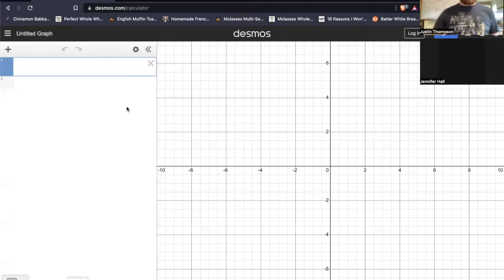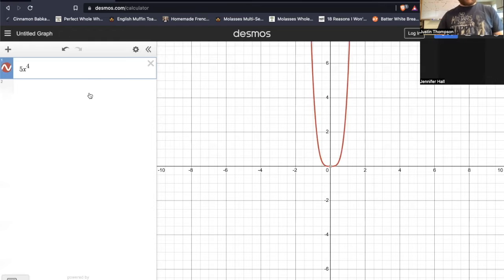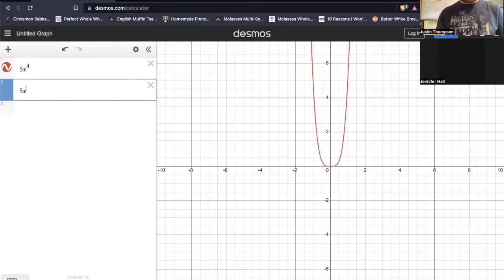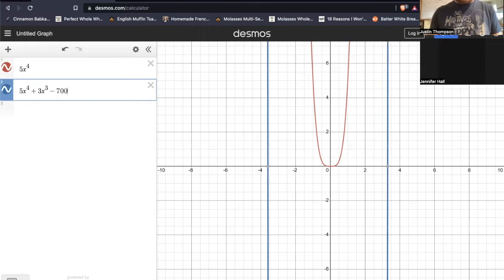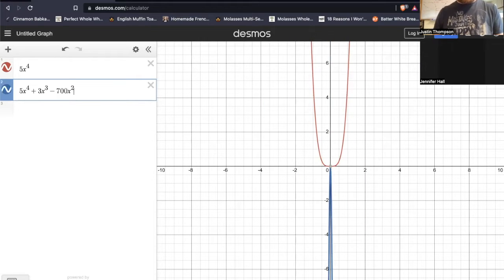Okay, so let's take a look at first 5x to the fourth. Oh, just like I said, it's a cup. Yep, go figure. Now let's take a look at 5x to the fourth plus 3x cubed minus 700x squared plus 2x, finally minus 5, this random polynomial that I did.